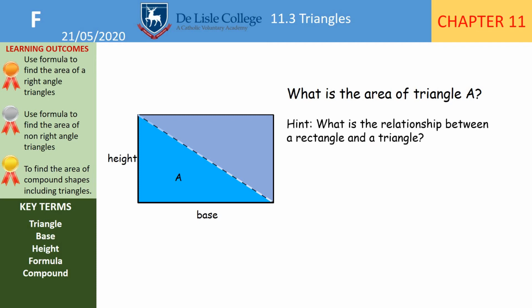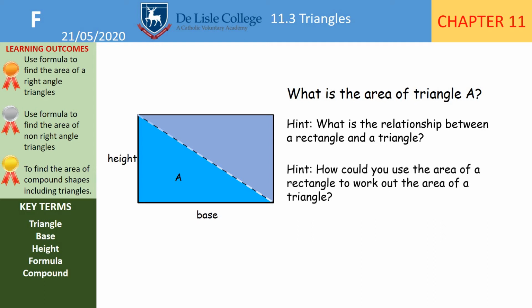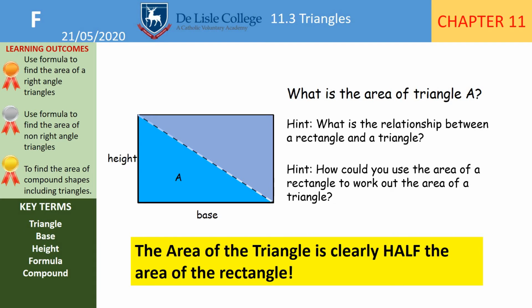Well, think about how the triangle is compared to the rectangle. How would you use the area of the rectangle to help work out the area of the triangle? Well, we've already talked about it. The area of the triangle is clearly half the area of the rectangle. Okay? That looks pretty obvious to me.